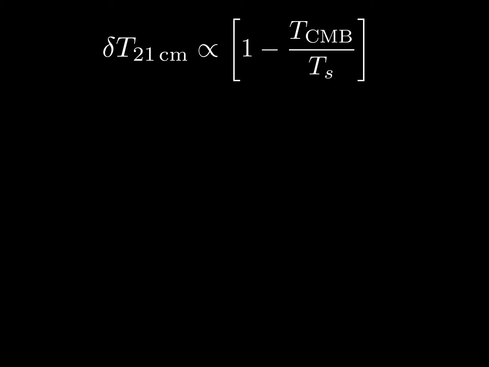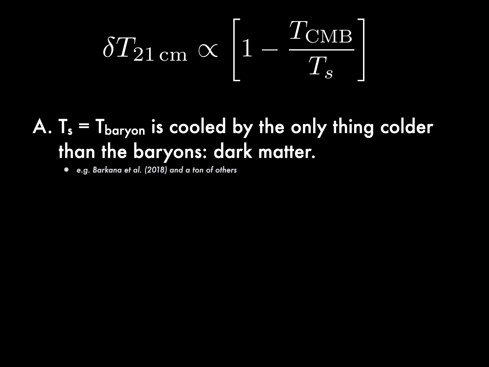And there's a few possibilities for what that could be, but the only way to get a really strong absorption signal is by modifying this term, which involves the spin temperature. So one way is to make the spin temperature colder than anyone would have expected, colder even than adiabatic cooling from recombination. And the only thing around that's colder than the baryons that set the spin temperature is dark matter. So in these models, dark matter is somehow interacting with baryons and cooling them down, which would be an incredible discovery if it turns out to be true.